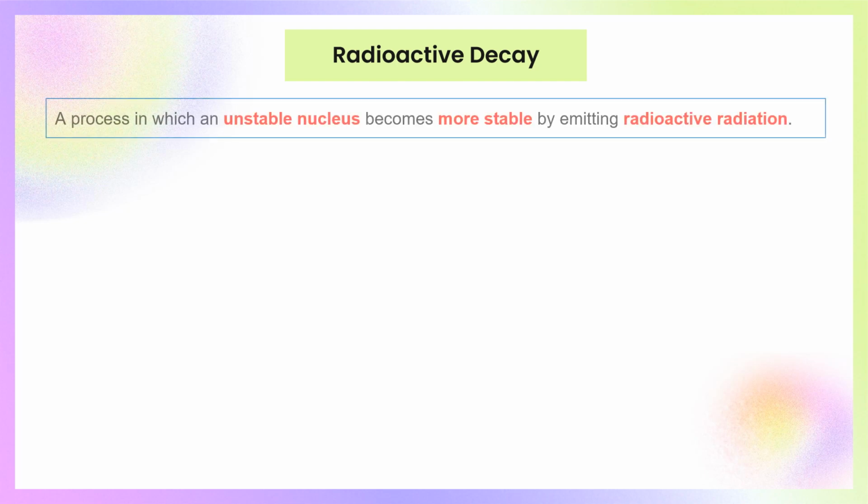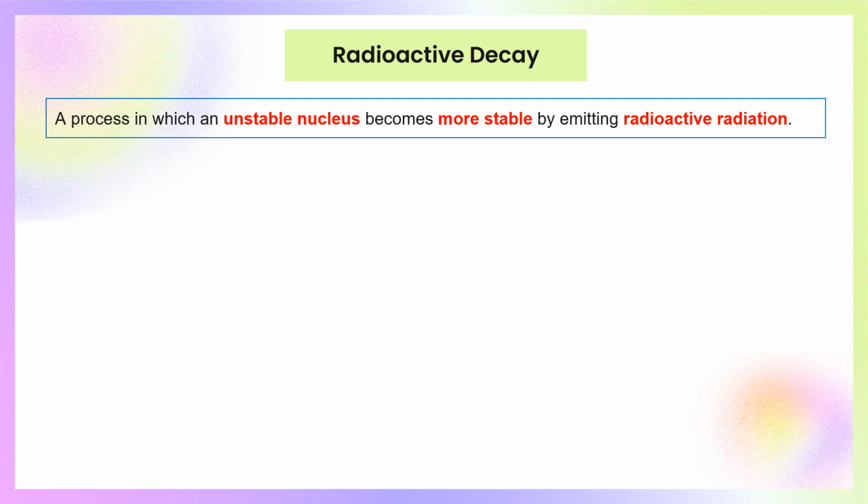Next, let's see the introduction to radioactivity. First, we need to know what radioactive decay is. Radioactive decay is a process in which an unstable nucleus becomes more stable by emitting radioactive radiations. So, what we need to learn is about radioactive radiation and also the process of radioactive decay. It means that when radioactive decay happens, it will produce radioactive radiations such as alpha, beta, or gamma ray.